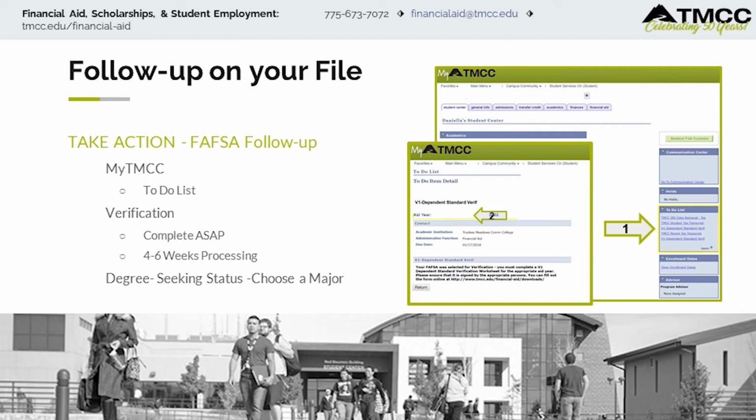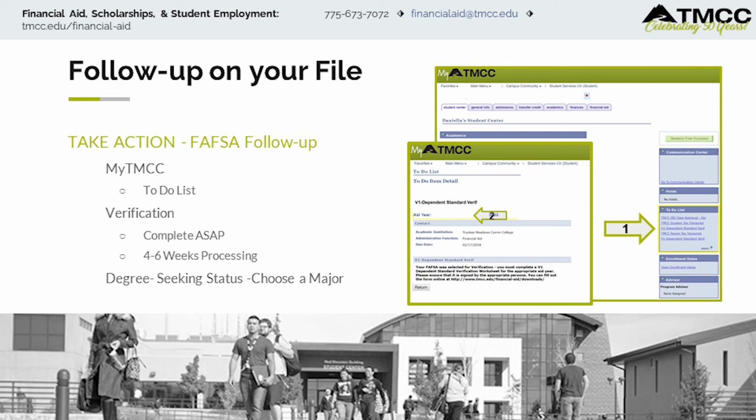If the student receives a to-do list notice rather than an award letter in their TMCC email, the first step would be to log into their My TMCC account, click on the Student Center tab, and select their to-do list found on the right-hand side of the screen. Items listed in Box 1 are tasks that need to be completed in order for the FAFSA to be processed on the financial aid end.